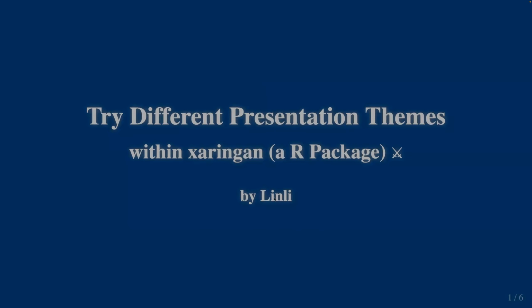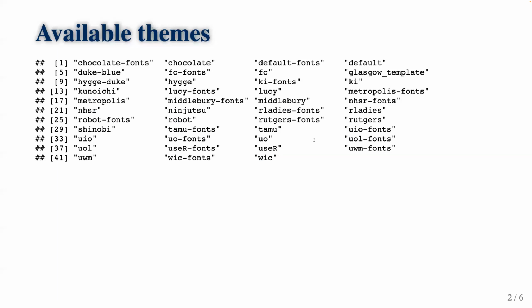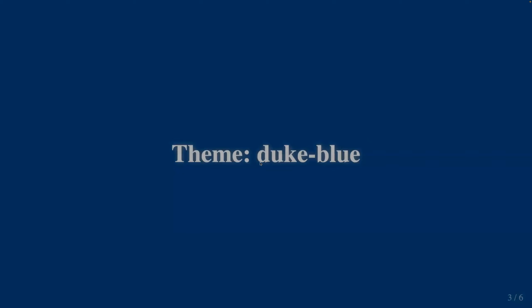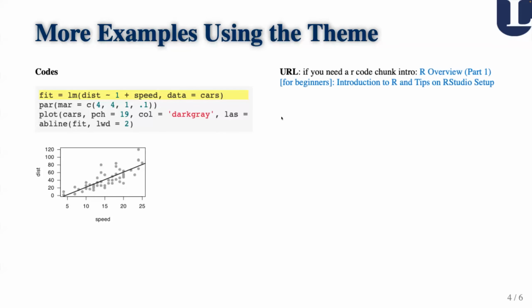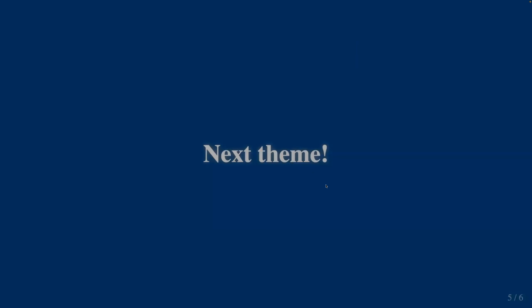Okay, so this is the third theme we're focusing on. After the flavory chocolate, this is a theme called dark blue. So this is what the title looks like, and we are focusing on Duke blue. And Duke blue looks like this. Here are more examples of the logo and the code. The URL becomes blue in this theme, Duke blue. So the footnote, and what's next.